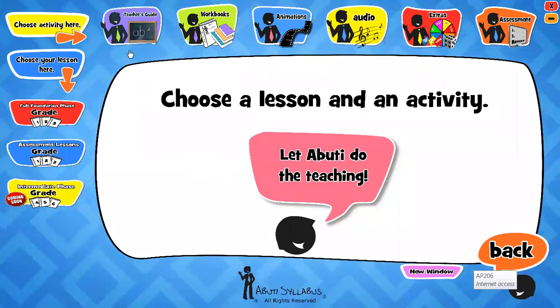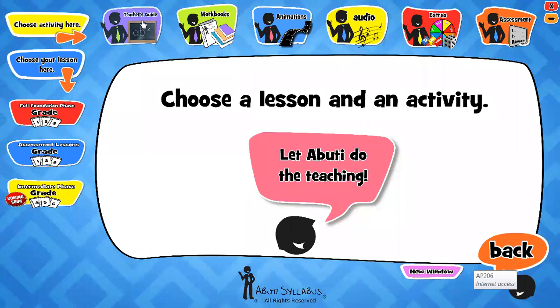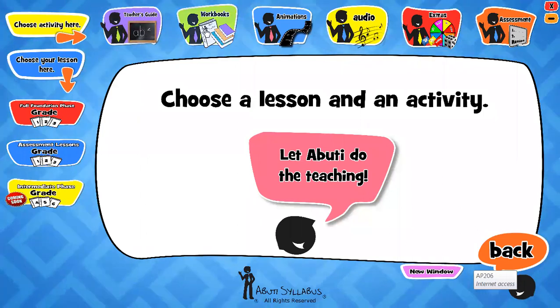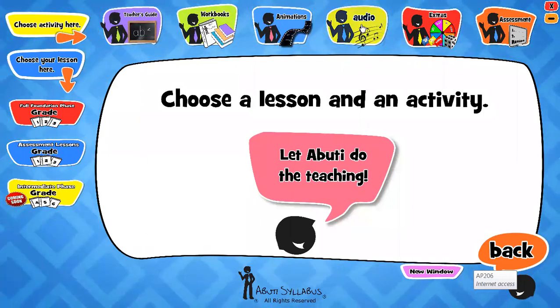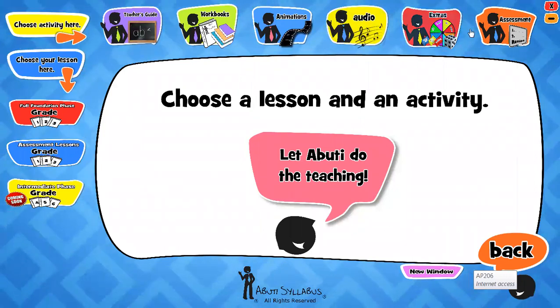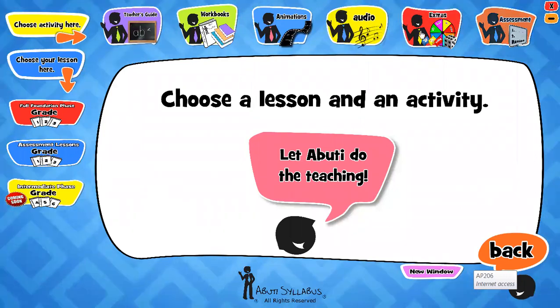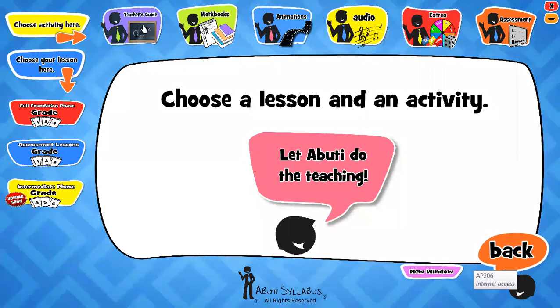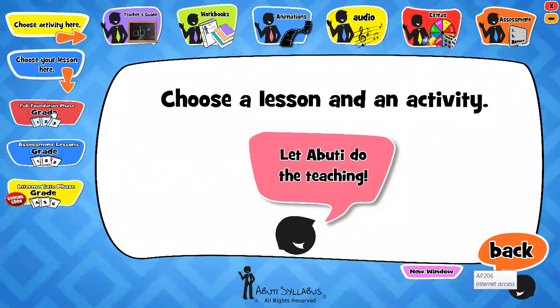So what you have at the top, you have your content. So you have the teacher's guide, the workbook, animations, we have audio, some extra games, and then the assessments. These are the 6 areas of content you can choose, okay? And here on the left-hand side, you choose the actual lesson.